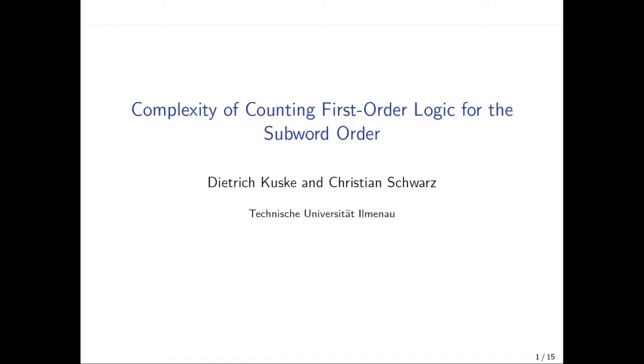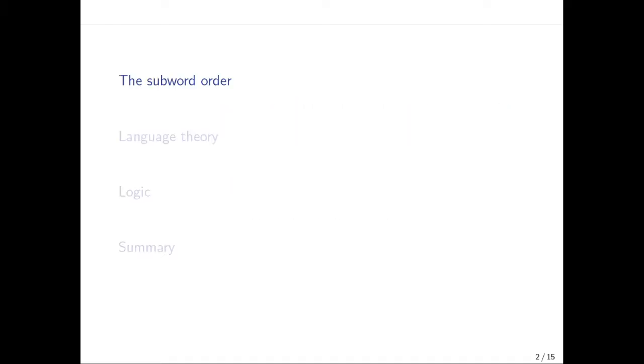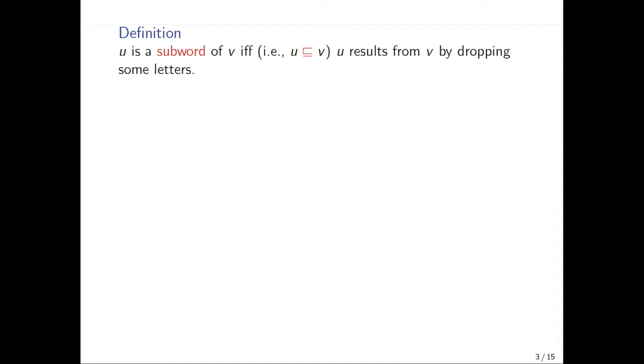Let's just jump into the content of the paper. So first, let me explain what a subword order is. A word U is called a subword of a word V if and only if U results from V by dropping some letters. So for a subword, you forget some of the letters of the larger word, of the superword. Some authors call this scattered subword, but I prefer to just call it subword, as opposed to a factor. And we denote the subword relation by this less than or equal sign.